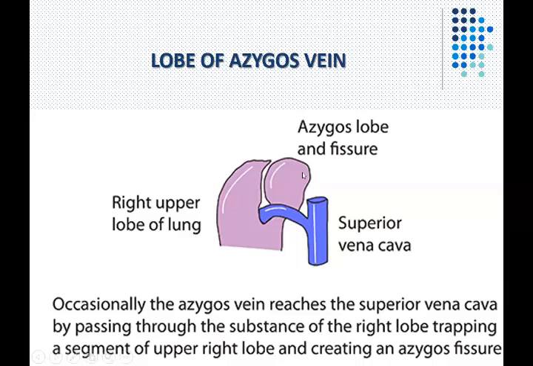it passes through the substance of the right lobe of the lung, upper right lobe. Instead of passing from here, from the medial side, it passes to the lateral side, passes through the lung lobe. As a result, part of the lung lobe is trapped.